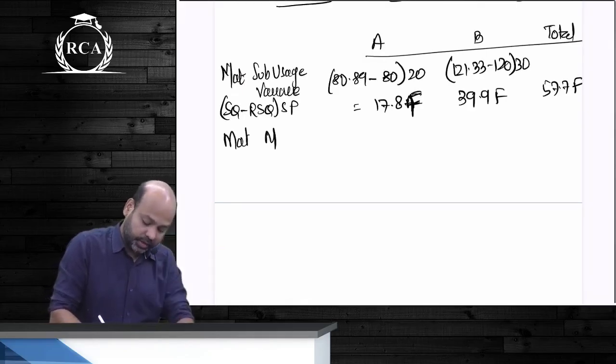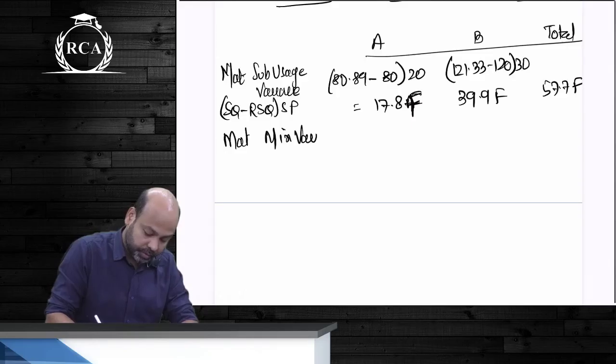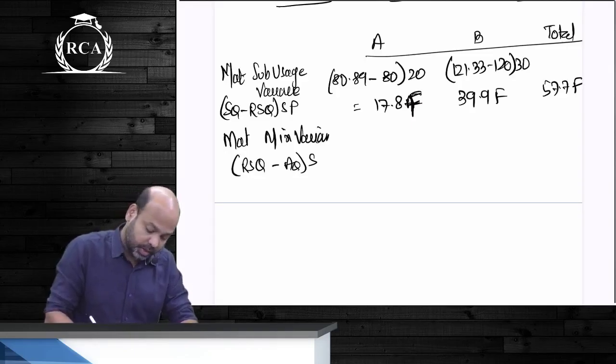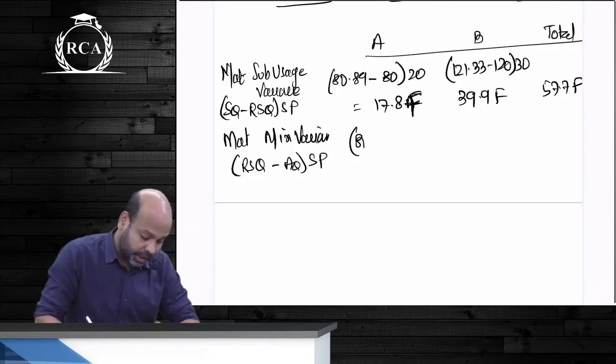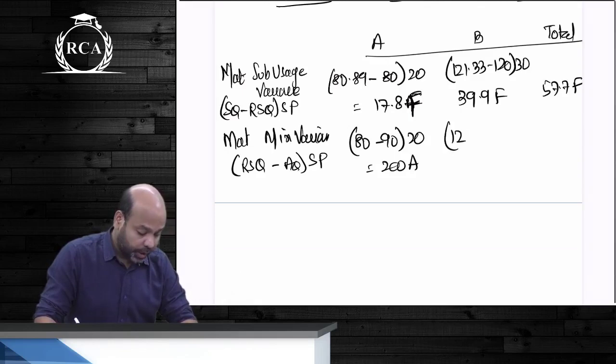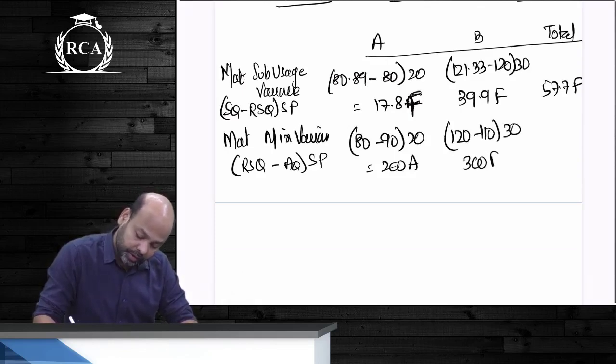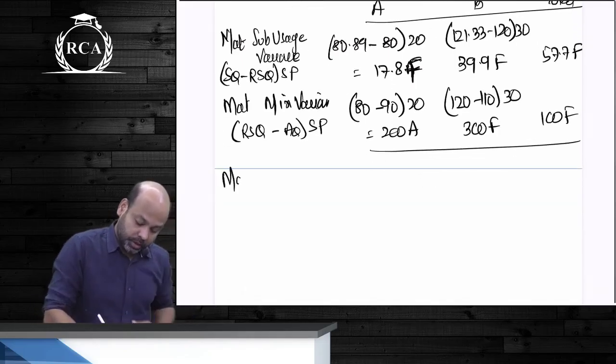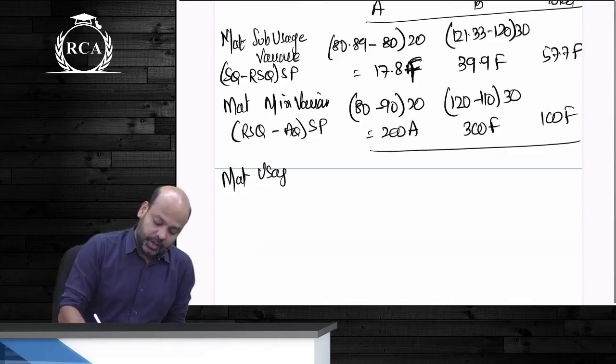Material mix variance, guys. How are we going to compute? Revised standard quantity minus actual quantity multiplied by standard price. So that'll be 80 minus 90 multiplied by 20, beta 200 adverse. And 120 minus 110 multiplied by 30, beta 300 favorable. दोनों का total 100 favorable. This will be your material sub-usage and material mix variance.